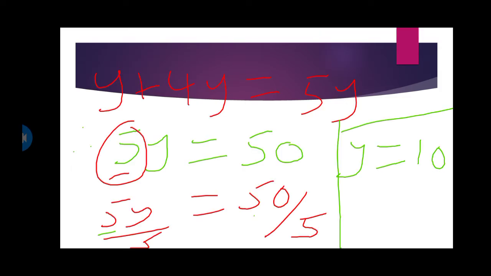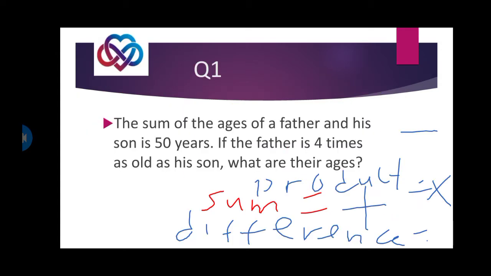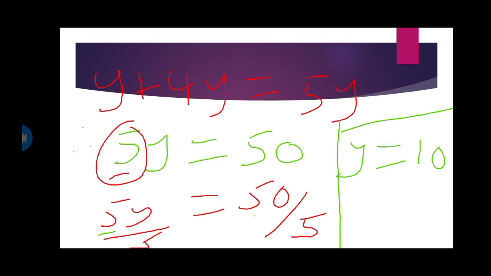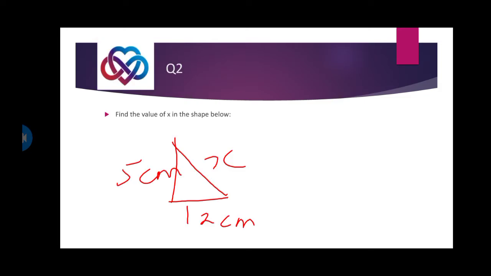Question number 1, we look at the question that talks about the sum of the ages of a father and a son is 50 years. If the father is 4 times as old as the son, what are their ages? We say let y be the age of the son, and 4 times y, that's 4 times the son, be the age of the father. And at last we discover that the age of the son is 10 years and that of the father is 40 years, which made the sum to be 50 years.